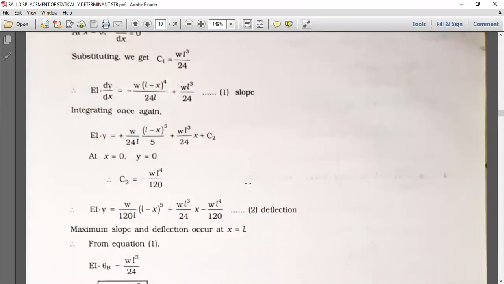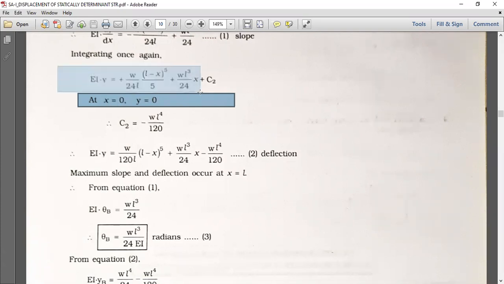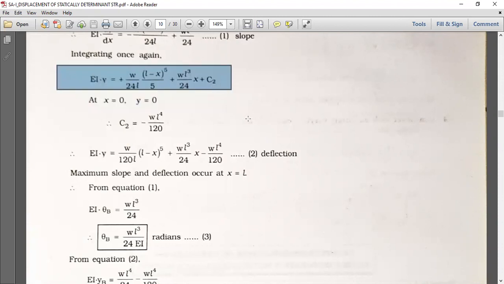So to find deflection, we have to integrate it again. EI into y is equal to W by 24L into (L minus x) raised to 5 divided by 5 plus WL cube divided by 24 into x plus C2. Similarly, for point B, x and y are equal to 0. That's why C2 is equal to WL raised to 4 divided by minus 120. So this is the equation of deflection.